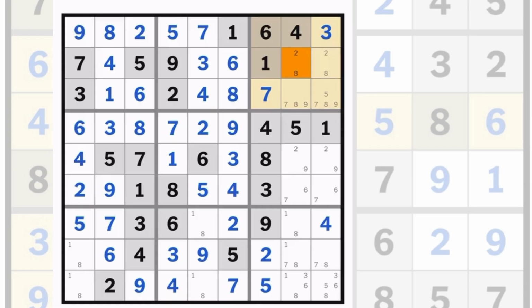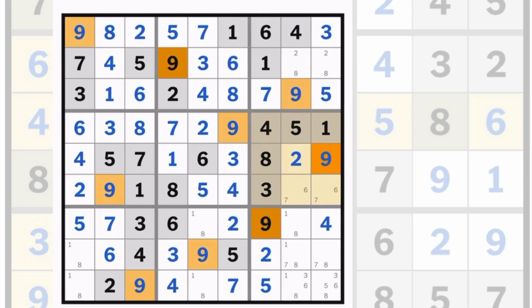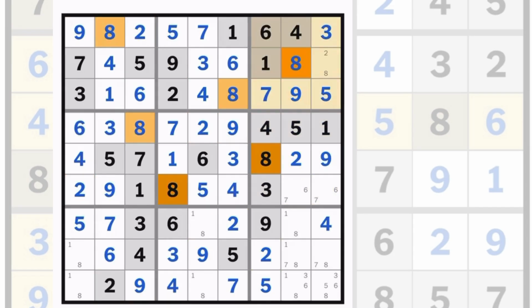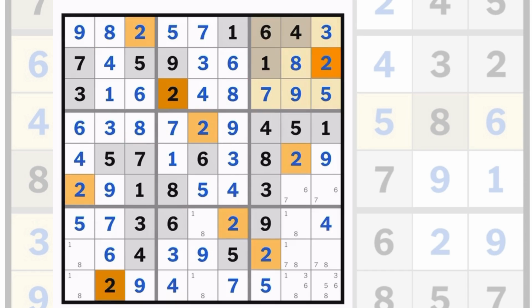So it's 2, 8, 2, 8. So you can easily remove 8 and 8. But 5 is not there either. So 5 is present only here. So this is a cell where number 5 is unique. Similarly, 7 is present here. This becomes 9, in which case this becomes 2 and this is 9. So this is 8 and this is 2.